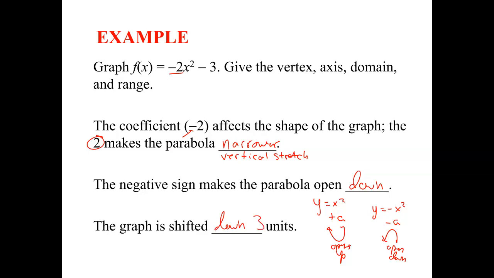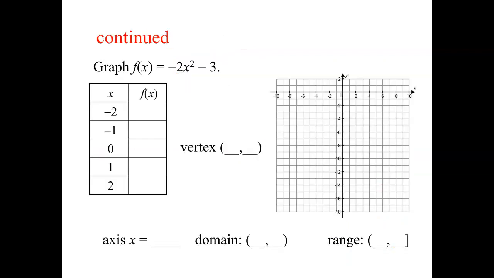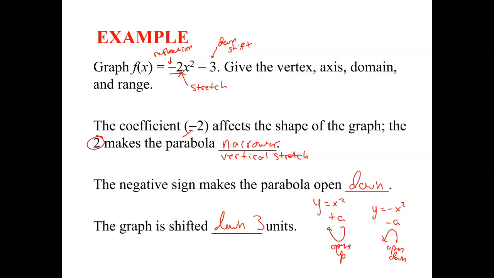down 3 units. So the negative gives me the reflection. The 2 gives me the stretch. And the negative 3 gives me the downshift. Okay? So now we're adding in a third transformation. So we've got vertical stretch, actually 4 because we've got the reflection. Reflection, vertical stretch, horizontal shift, and vertical shift. We also have horizontal reflections, but I'm not going to cover those.